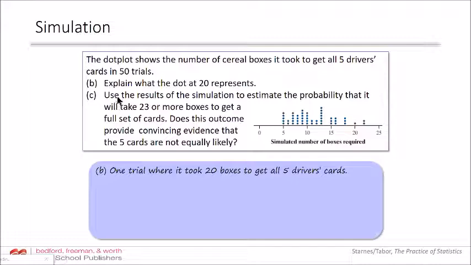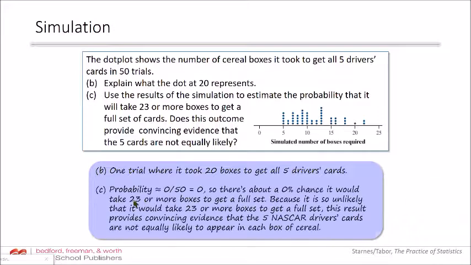Part C. Use the results of the simulation to estimate the probability that it will take 23 or more boxes to get a full set of cards. Does this outcome provide convincing evidence that the 5 cards are not equally likely? Hopefully, like I said, this question feels very familiar. So 23 or more boxes. Here's 20, here's 25, so 23 should be like here, okay? There are no dots at that 23 mark or beyond. So the probability of it taking 23 or more boxes based upon our simulation would be 0.